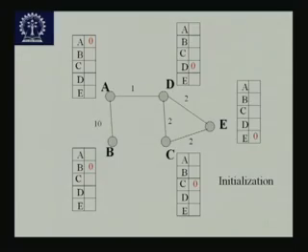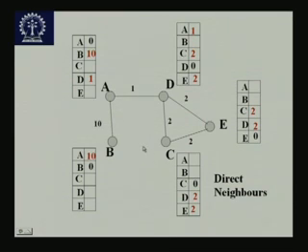We will now look at an example, just to make these things very clear. Suppose this is the situation. In the initialization phase, A sets itself to 0, D sets itself to 0, E sets itself to 0 and so on, and then they solicit router advertisements.